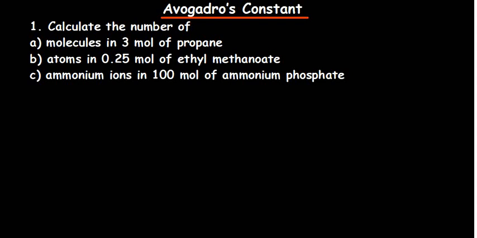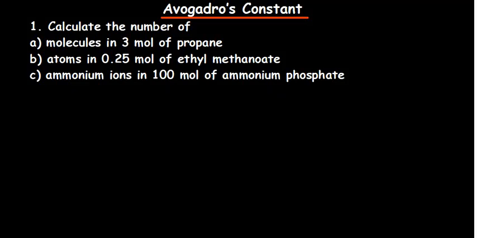In this tutorial, we're just going to look at the Avogadro's constant practice questions, even as we proceed to talk about other concepts. Okay, so question 1 says, calculate the number of molecules in 3 moles of propane, the number of atoms in 0.25 moles of ethyl methanoate, and ammonium ions in 100 moles of ammonium phosphate.